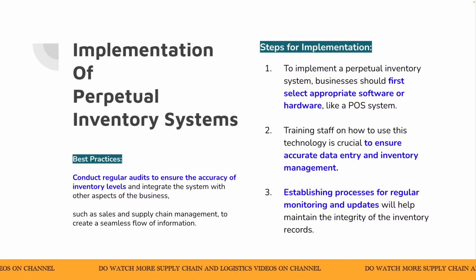The third thing is you have to establish a process for regular monitoring and update. Although you are doing this with the perpetual system, you can still have some manual check at a particular period, just to check if this perpetual inventory system is working right or not, correct? So these kinds of things you can check for sure.